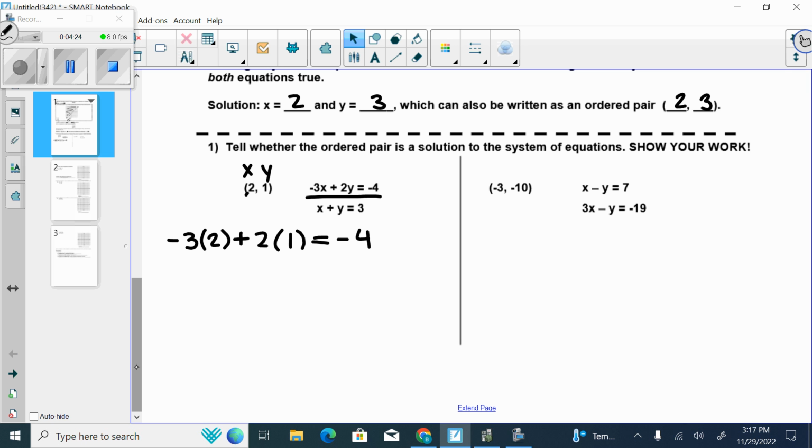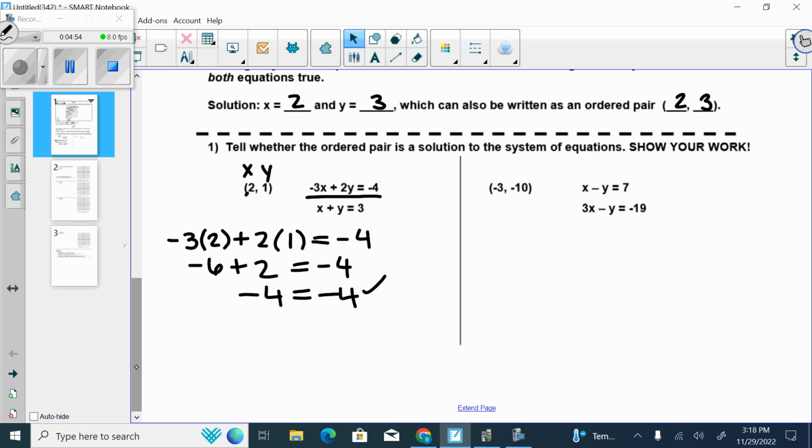So let's see if it does. So what's -3 times 2? Good. Plus, what's 2 times 1? Good. And what's -6 plus 2? -4. So did it work? Does -4 equal -4? Yes. Okay. So it worked for the first equation. This one's all good. Now I just need to double check that it's going to work in the other one as well.